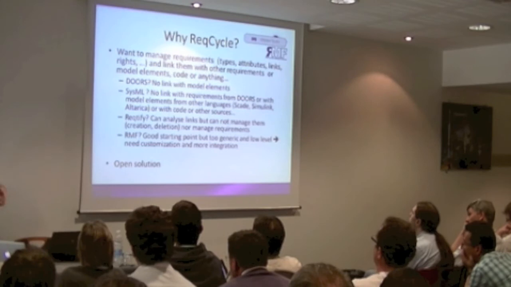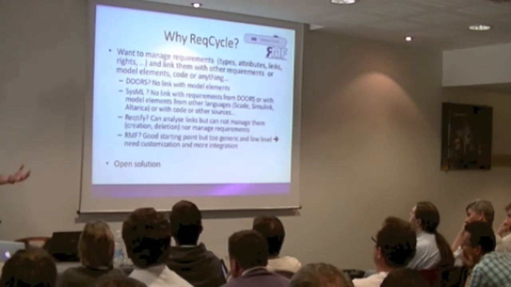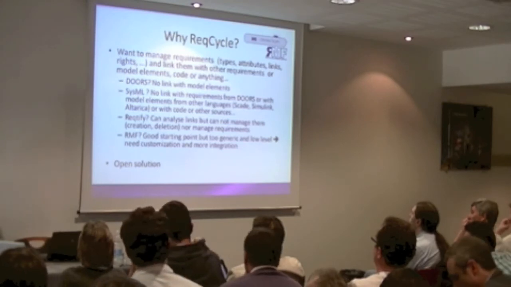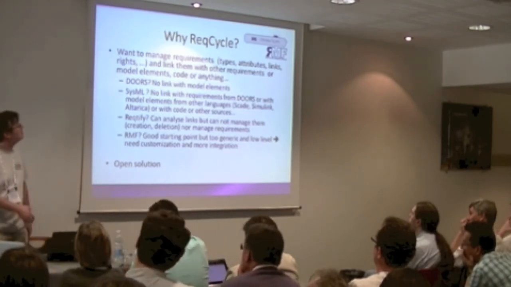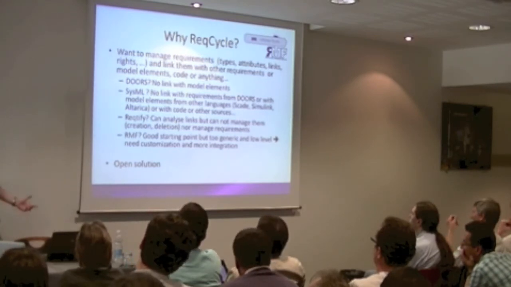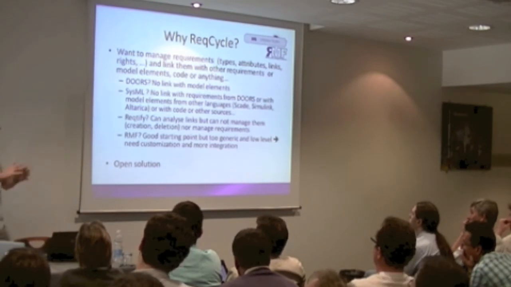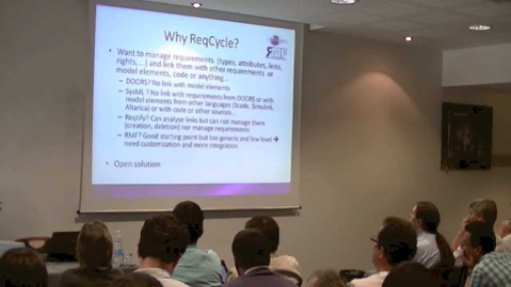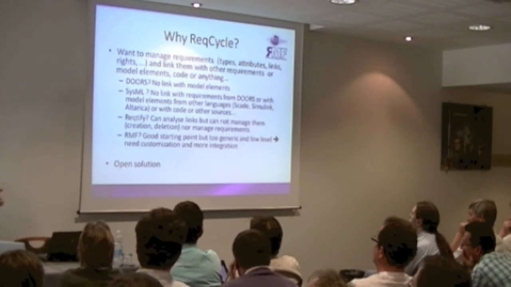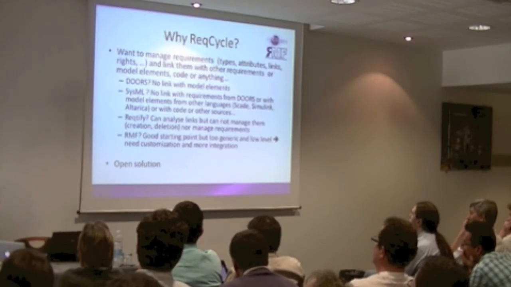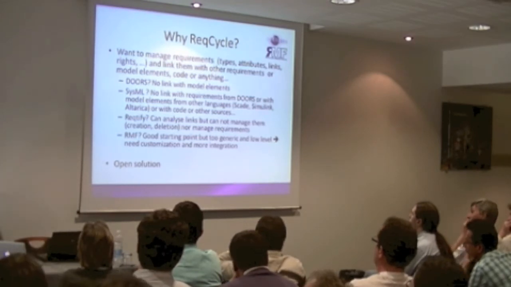So we want to manage the attribute, the link, the rights, things that you can do in those or in other requirement databases, and we want to link those requirements with other requirements and any model element or code or anything. So those, well, those are classical solutions, but those are for requirement management, but not to get linked with model elements. SysML, okay, you have requirement in SysML, you have the traceability link, the satisfy, and so on. But no link with requirements that want to remain in those, and no link with other languages like Git, Simulink, or anything.